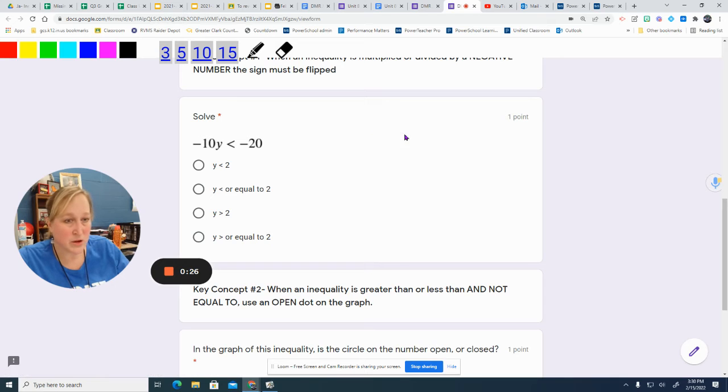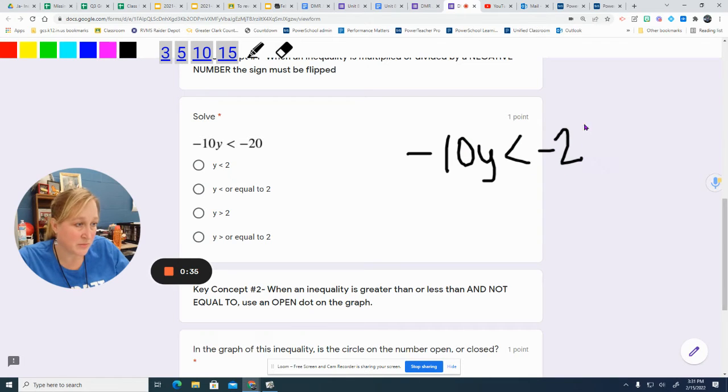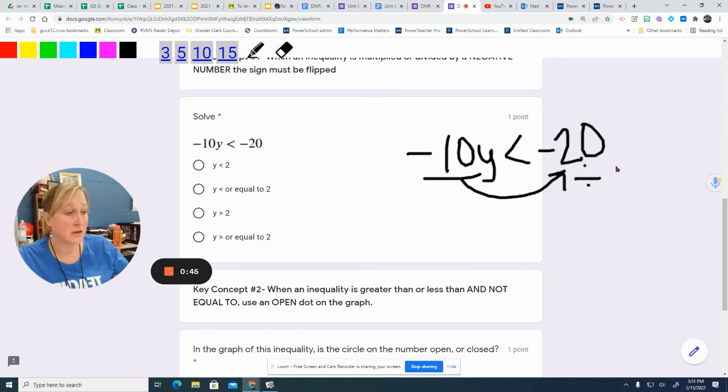So with that stated, on this particular problem, if you are writing it on paper, please make sure that you show your work. So negative 10y is less than negative 20. That's what's on your paper. We need to move the 10 over to the other side, and we're going to do that by using the inverse property, dividing by negative 10.